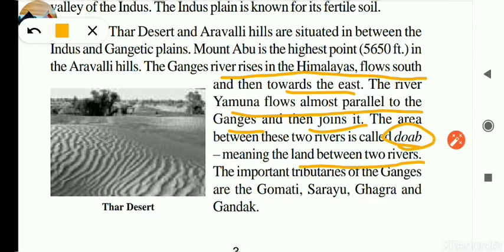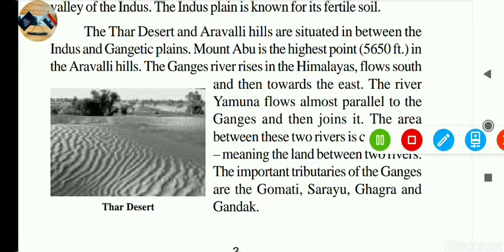As I told, there are so many tributaries. We will go through the important ones, that is Gomati, Saryu, Ghaghara, and Gandak. Let me show you on the map.